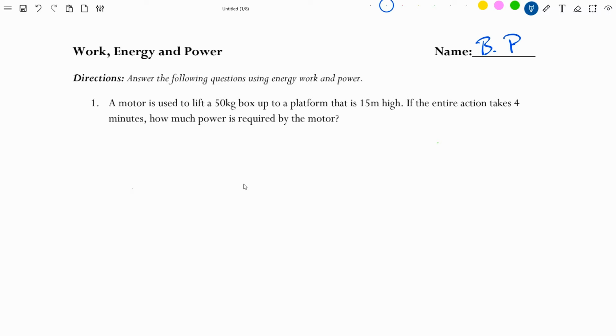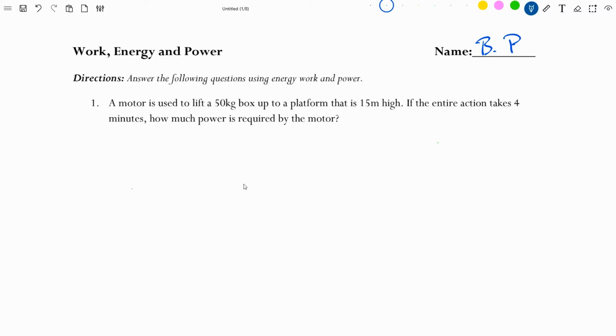A motor is to lift a 50 kilogram box up to a platform that's 15 meters high. If the entire action takes 4 minutes, how much power is required by the motor? Okay, so clearly this motor is doing work. It's ultimately exerting a force over distance by lifting up that box. And of course, power is just a measure of how quickly, or really at what rate, that work is being done. So I'm just going to solve this problem by my usual methods.